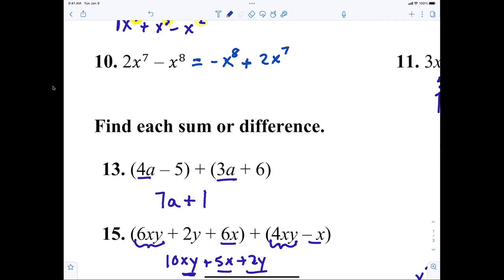That is the answer. It's like saying apples and oranges. One apple plus one orange. I can't put that together and say I have two apple-oranges. Right? You cannot add these.